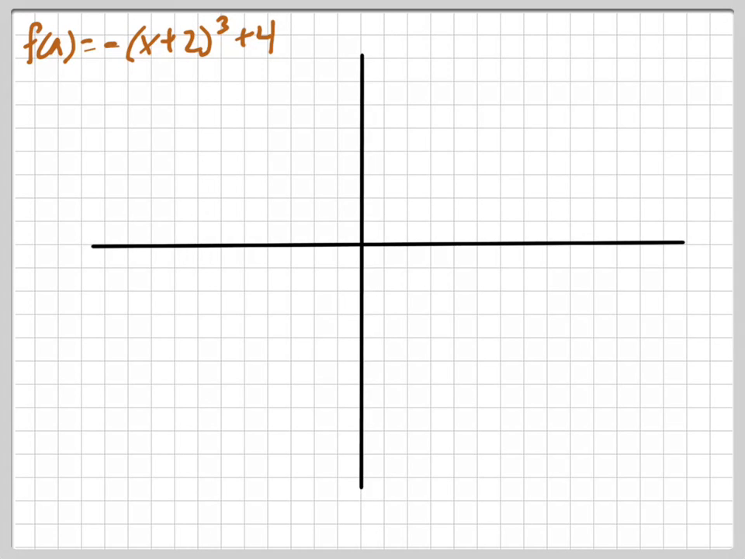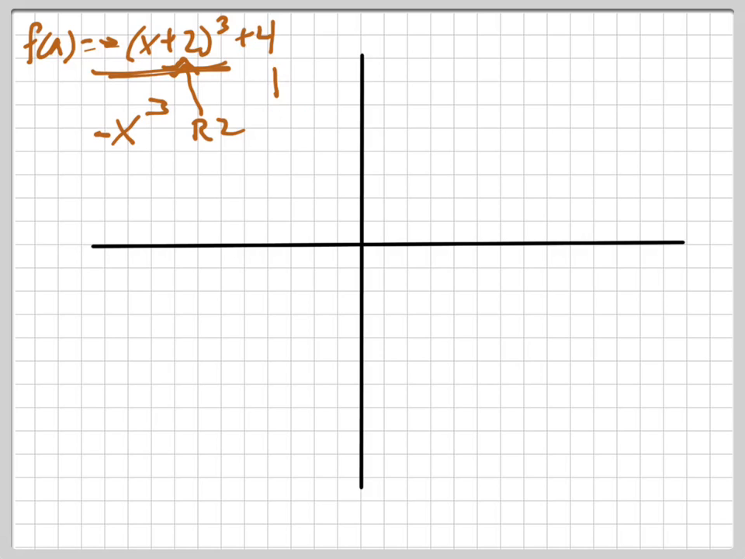Let's graph f of x equals negative (x plus 2) cubed plus 4. First of all, notice that the base graph for this is going to be negative x cubed. Now you might think, no, it's positive x cubed, and it could be, but I would rather use the base as negative x cubed. So all I have to do then is flip that one, right 2 and up 4. It's a lot easier to do it that way.